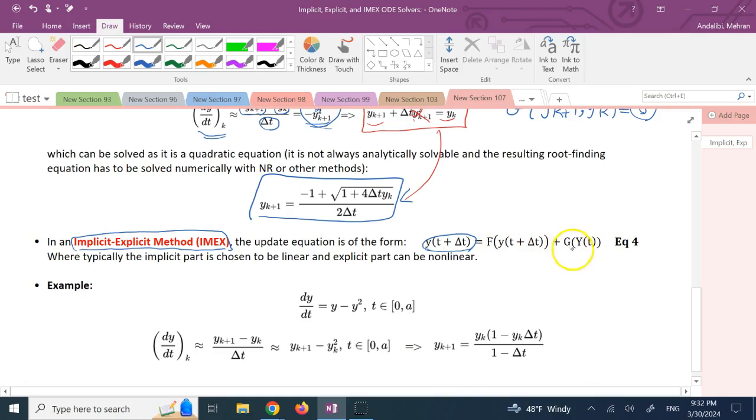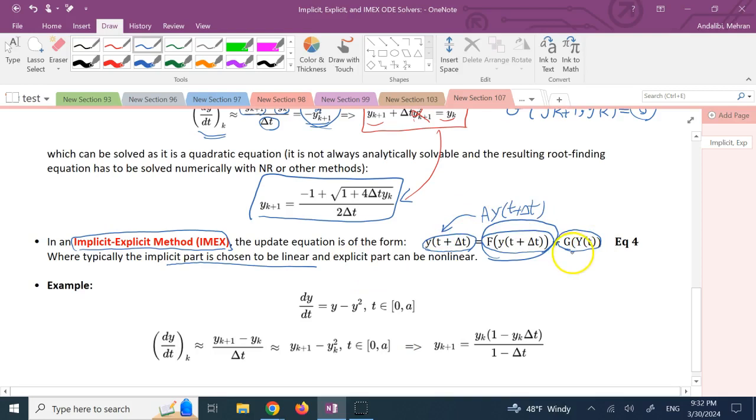It is basically a combination of an explicit function of y(t) and an implicit version. To make it easy to solve for y(t + Δt), we make sure that this f function, the implicit function, is chosen to be linear. If we make this linear, like a times y(t + Δt), then we can take it to the other side and directly solve for y(t + Δt).